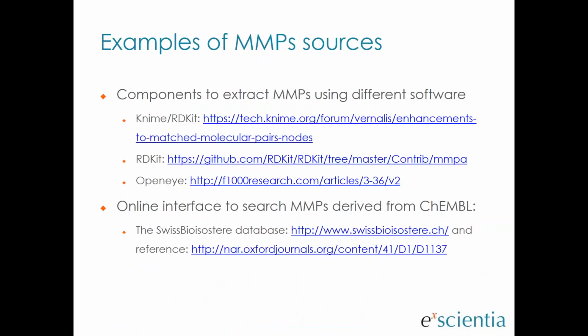And just to show that MMPs are quite widespread and used in different places, here are different software you can use them in. So KNIME, which I think was mentioned in the previous webinar, uses RDKit to generate matched molecular pairs, but also other software like OpenEye. And finally, you can look at them on the SwissBioisostere database. They have a website where they extracted every MMP from ChEMBL, and one can search for transformations that can be used on a specific compound.